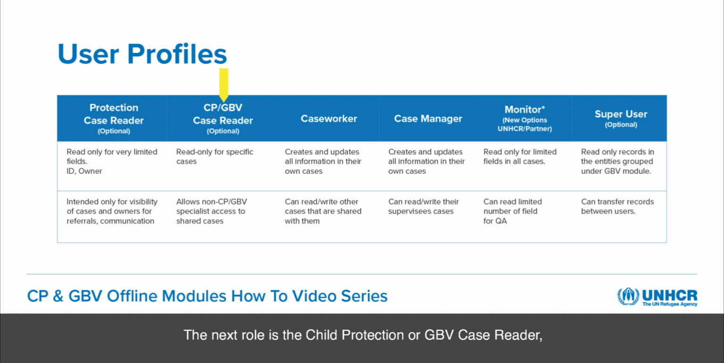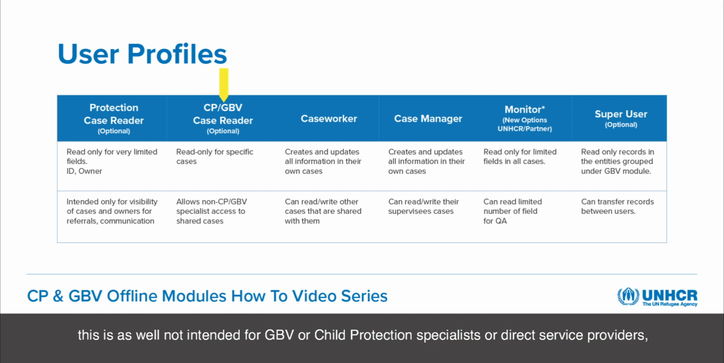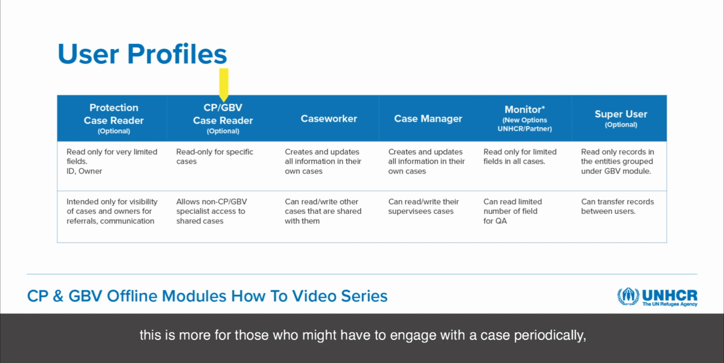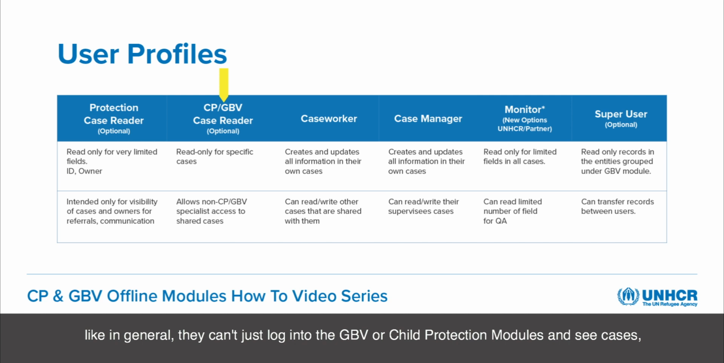The next role is the child protection or GBV case reader. This is as well not intended for GBV or child protection specialists or direct service providers. This is more for those who might have to engage with a case periodically from time to time upon request. It does not allow them to make any modifications to a case or really even access a case. In general, they can't just log into the GBV or child protection module and see cases.